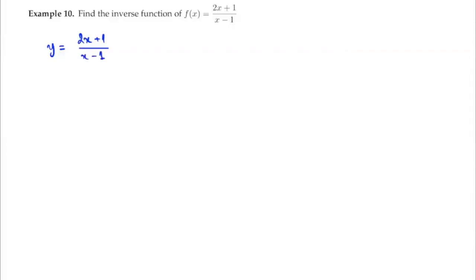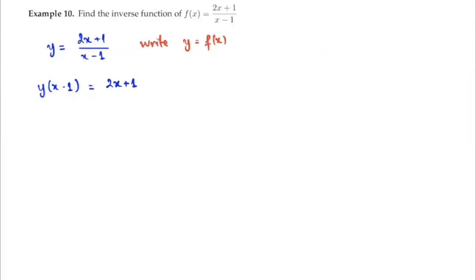So again, this one is the step where you just rewrite y equal to f of x. And the second step is for us to manipulate the equation so that you can solve for x by itself. So the first step is to cross multiply by x minus 1, or multiply both sides of the equation by x minus 1. So y times x minus 1 equal to 2x plus 1.